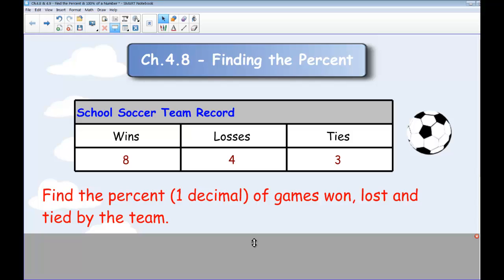I'd like you to try and find the percent to one decimal place of the games that were won, lost, and then the percentage of games that were tied by the team. So take a quick pause here and try these for yourself. Just a hint is you might need to find the total number of games played before you go and make these calculations.